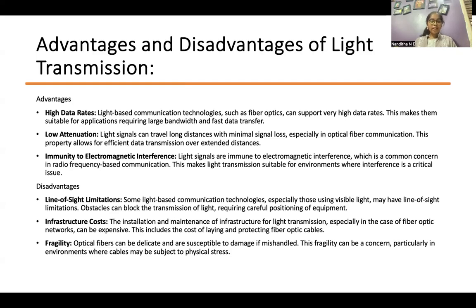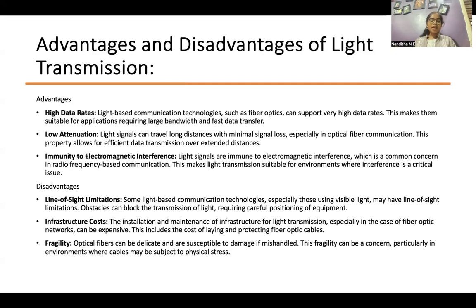Immunity to external electromagnetic interference. Light signals are immune to electromagnetic interference, which is a common concern in radio frequency-based communication. This makes light transmission suitable for environments where interference is a critical issue.